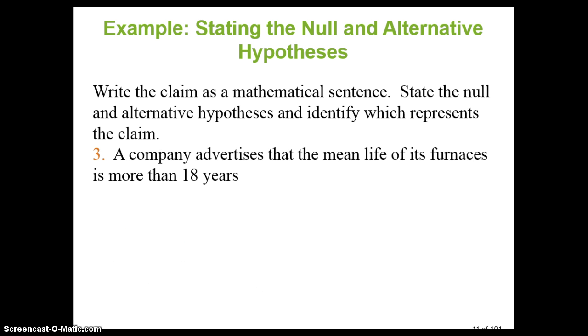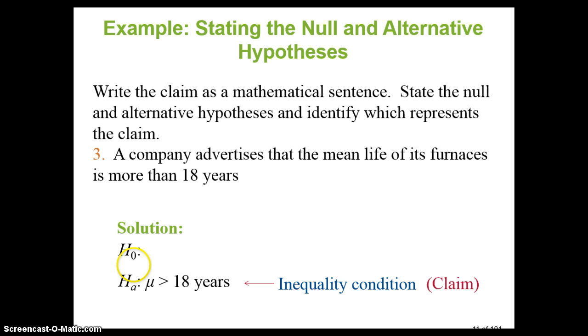A company advertises that the mean life of its furnaces is more than 18 years. So more than is the same as greater than. Again, that doesn't have the equals notation anywhere in that sentence. So there's our HA again. Mu will represent the population mean, then the greater than sign, and then 18. So then HO is the opposite of greater than, which is less than and equals. And that's literally how easy it is to set up your hypothesis statements.